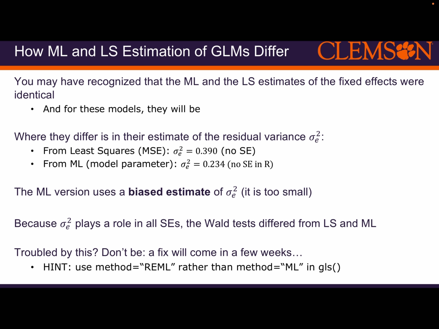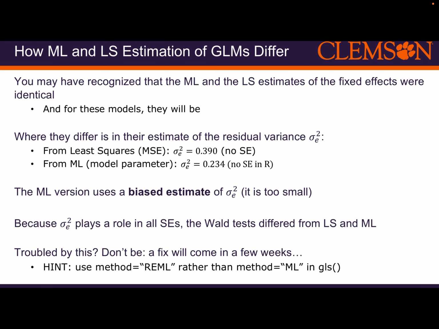So how do maximum likelihood and least squares estimation of the GLMs differ? Well, it turns out maximum likelihood and least squares estimates of the fixed effects are actually identical. Right? And for models with a single outcome where all observations are assumed independent, they will be identical.